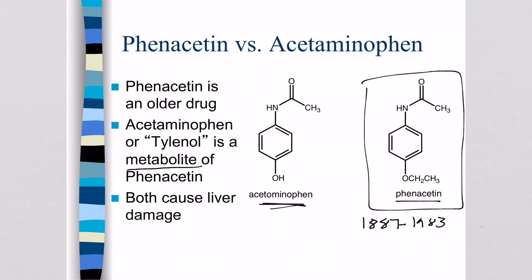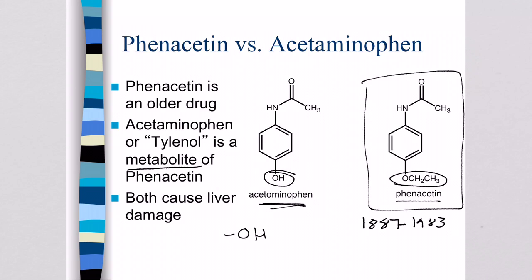But acetaminophen, if you'll notice, the difference between acetaminophen and phenacetin is right here, where you have a hydroxyl group or alcohol in acetaminophen, whereas you have an ether group and an ethyl group in phenacetin. And what's going on there is part of the metabolism process is adding things like OH groups to molecules to make them more polar. If they're more polar, then they're more water soluble and they can be excreted.